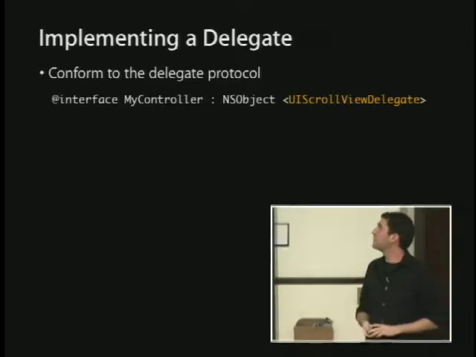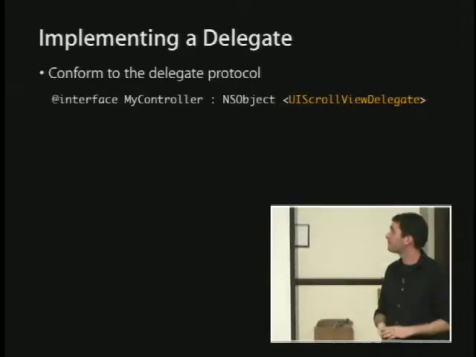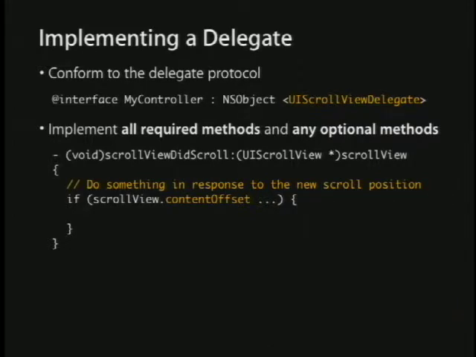And we're going to declare that we conform to the UIScrollViewDelegate protocol by putting that after our superclass in angled braces there. At that point, we then have to, as I said, implement all the required methods and any of the optional methods. So in this case, we'll implement scrollViewDidScroll. Actually, scroll view has no required methods in its protocol. They're all optional. So you don't actually have to implement anything. So we'll implement the scrollViewDidScroll method. And we'll do something if scroll view's content offset changes. We may move something around, or you can respond to scrolling in any way that you might like.